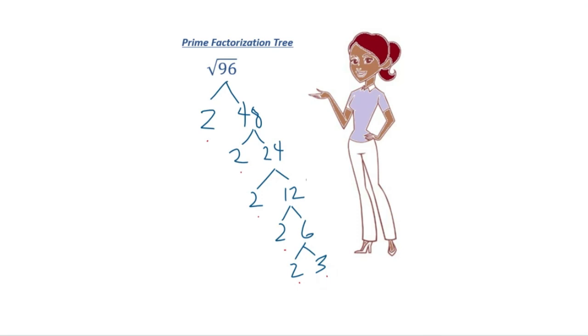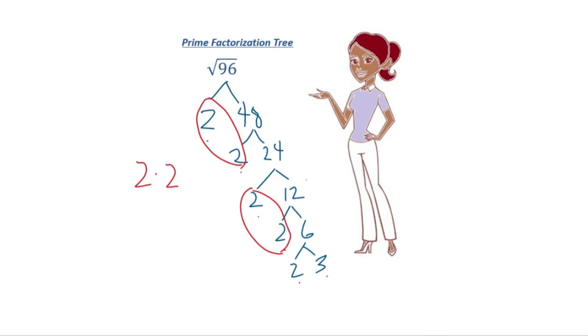So after you get all your prime numbers, since we're squaring it, we need pairs of the same number. So we have a pair of 2's here. We have another set of 2's here. And then we don't have any more pairs. The square roots would be paired. So we really have 2 times 2 outside of the radical.